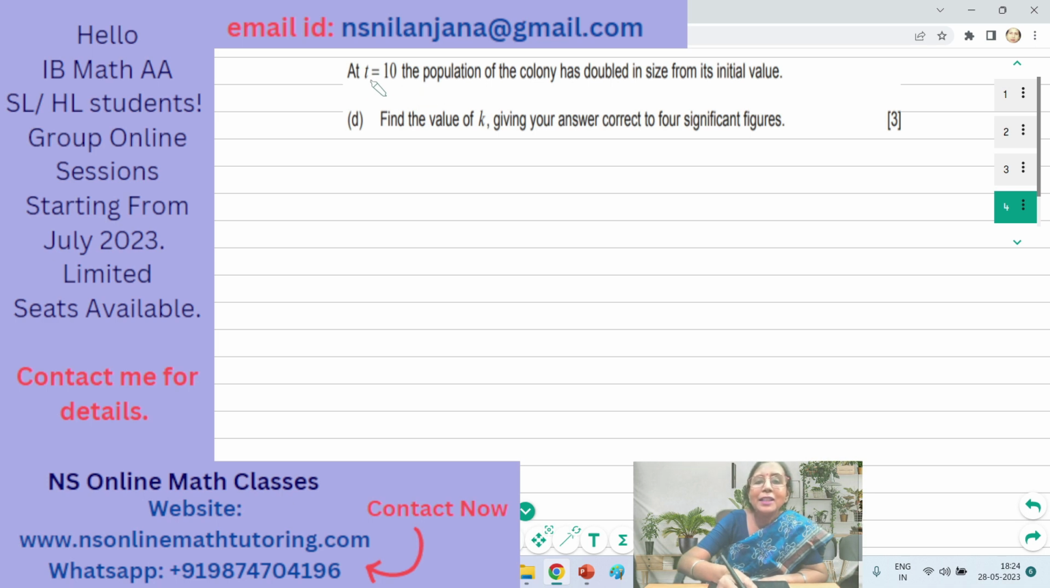This is part D and it says at t equal to 10, the population of the colony has doubled in size from its initial value. The initial value was 1200, so doubled means it will be 2400. Find the value of K, giving your answer correct to 4 significant figures. We are actually used to giving the answers up to 3 significant figures, but this time it is up to 4 significant figures. We have to remember this.